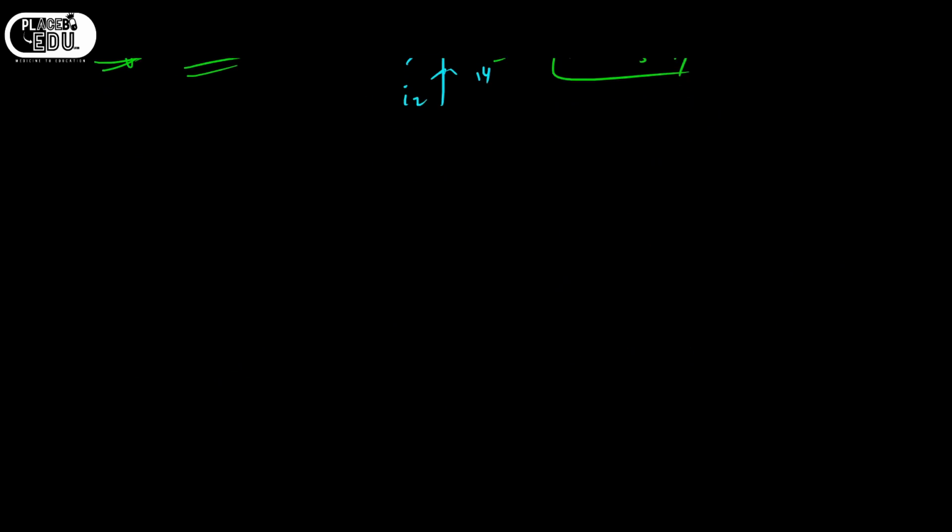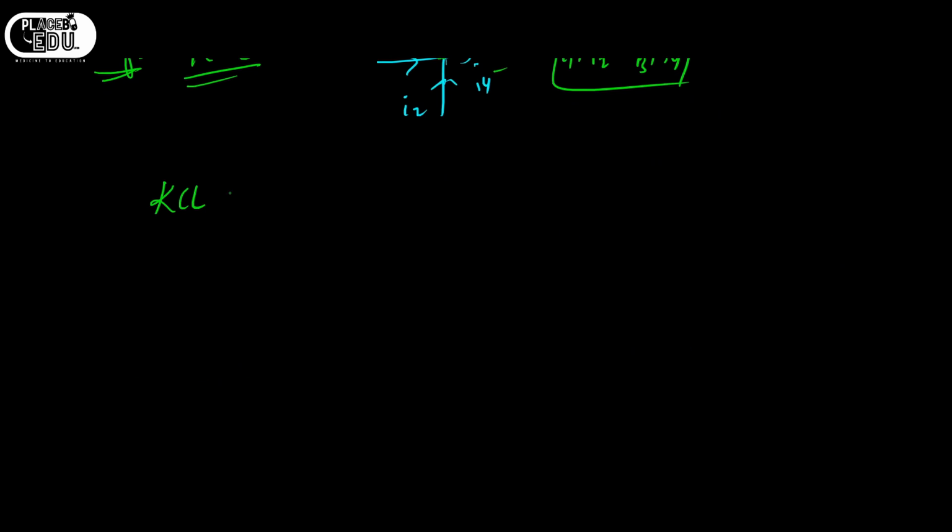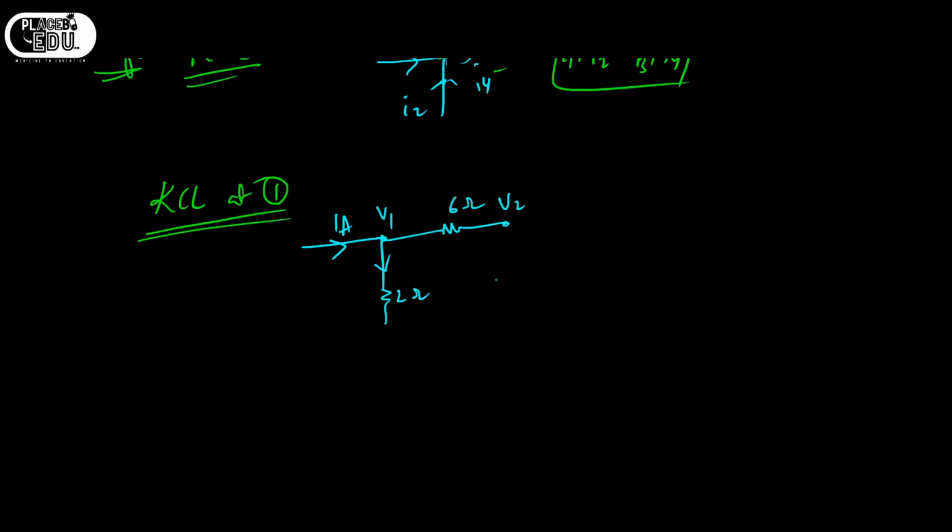Now the KCL equation at node number 1. I am drawing it. See here. We have 1 ampere here. Here R is 2 ohms, and here 6 ohms is there. This is node V1, V2. This is the circuit, I took a part of the circuit. Now for the KCL equations, let these currents be I1, I2, I3.